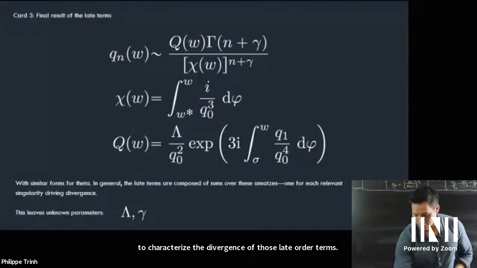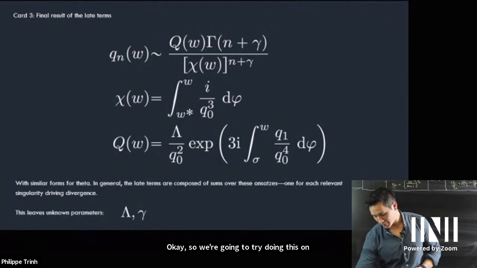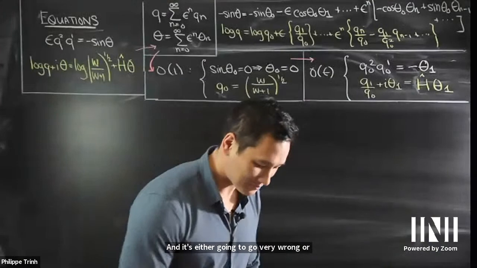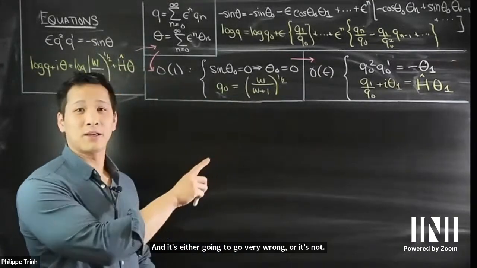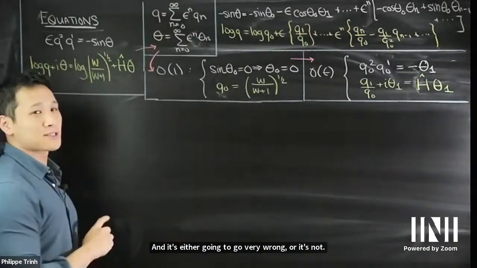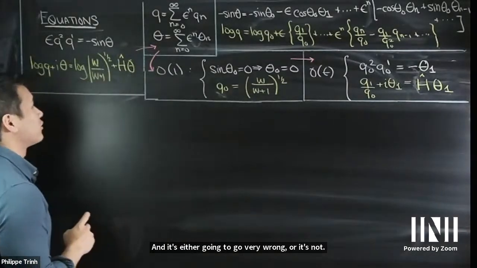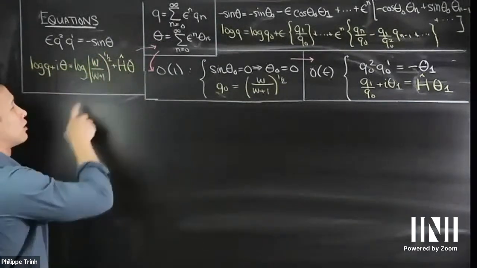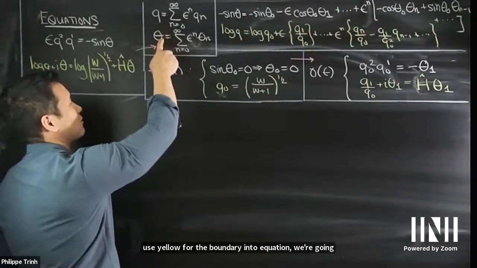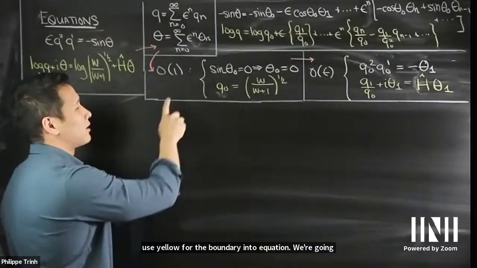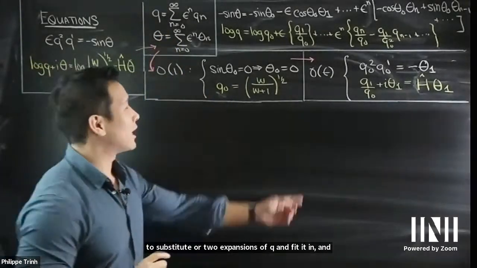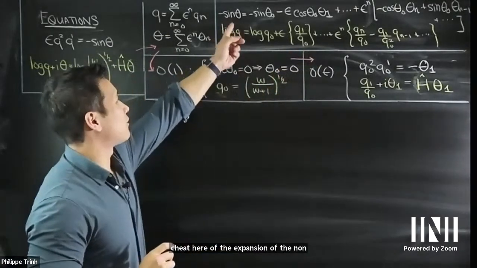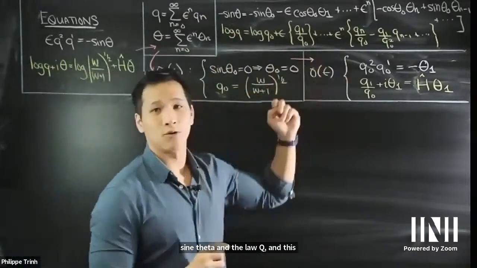Okay, so we're going to try doing this on the blackboard. And it's either going to go very wrong or it's not. Okay, so in order to speed things along, I've written out all the necessities at the very top here, and hopefully you can see what it corresponds to. I'm going to use white for Bernoulli's equation. I'm going to use yellow for the boundary integral equation. We're going to substitute our two expansions of Q and theta in, and the very first few orders are easy. I have a little cheat here of the expansion of the nonlinear terms of the sine theta and the log Q, and this is just something that you can work out in your own time.